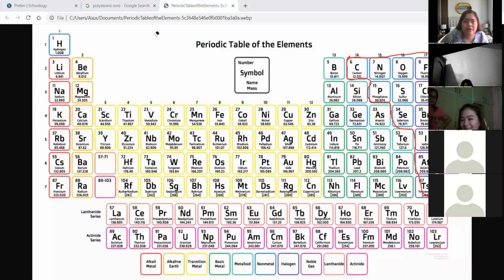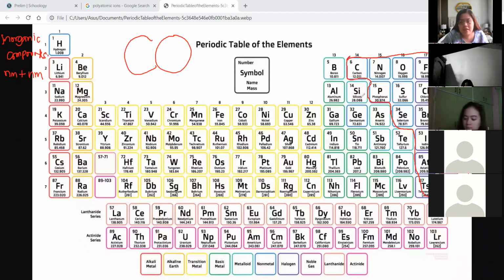Let's talk about the inorganic compounds. This time naman is for non-metal plus non-metal. Meaning both of the elements involved are non-metals. So example, CO. We have carbon here. So included si carbon sa non-metal. And oxygen is also a non-metal. So mao niya tong example. Paano man ni siya i-name?